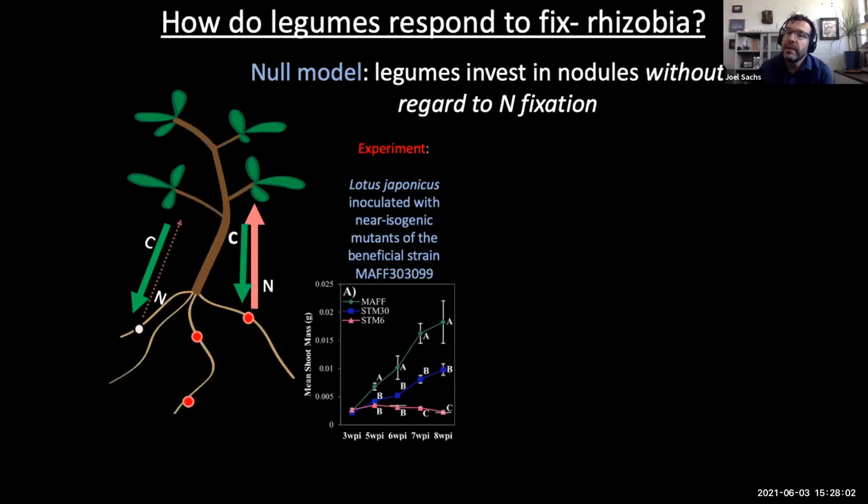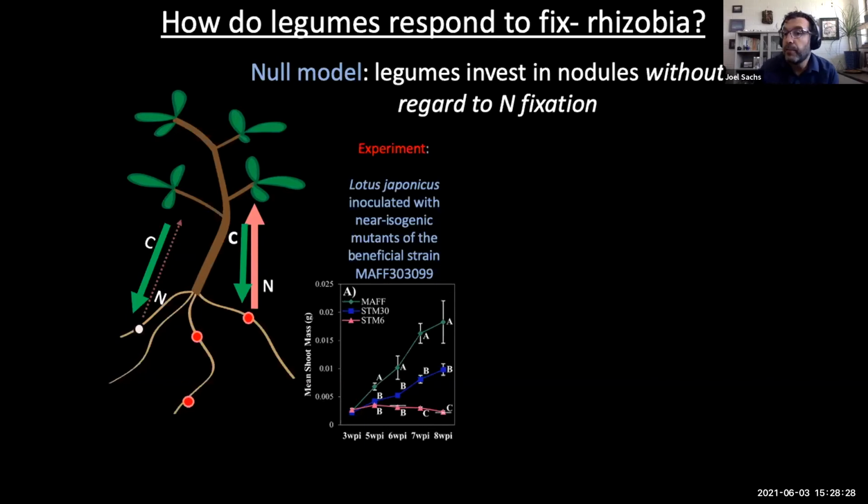We took Lotus japonicus and we infected it with its wild type symbiont, described as MAFF. And we also infected it with two nearly isogenic mutants. One is a mutant in which one nitrogen fixation gene has been knocked out. And another is a mutant in which a nitrogen fixation regulation gene has been knocked out that causes the strain to fix nitrogen at a medium level.